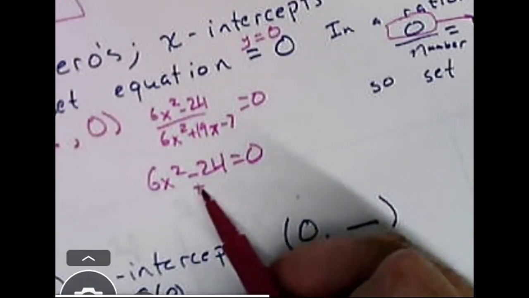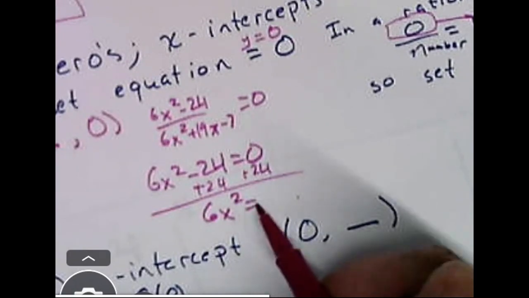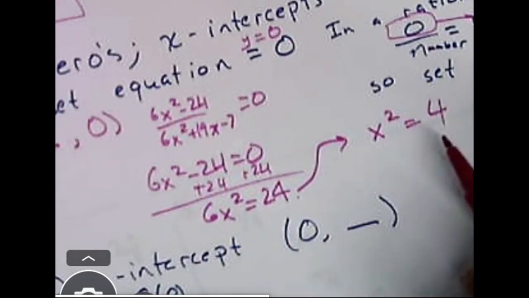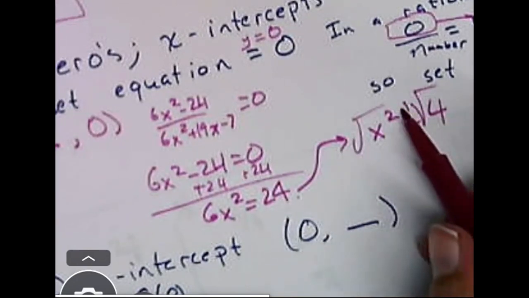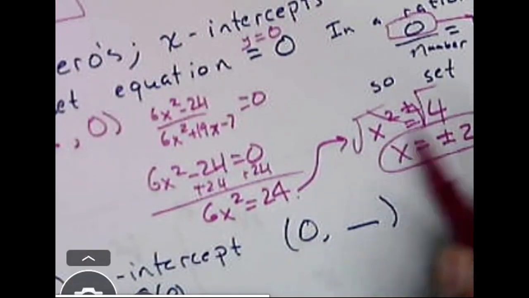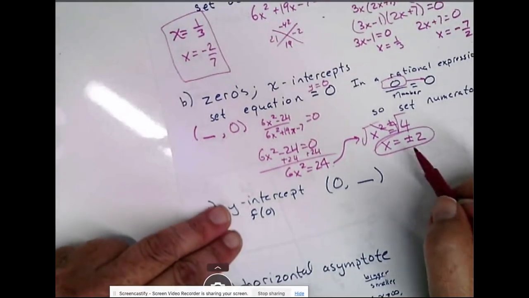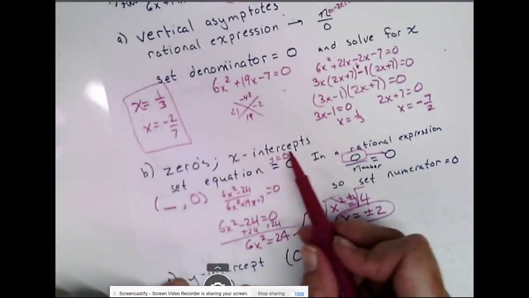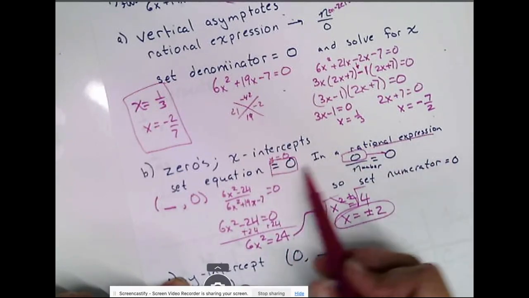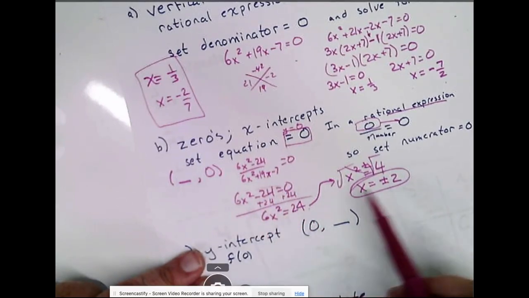A couple ways you can do this, but let's just add 24 to both sides. 6x squared equals 24. That means x squared equals 4. Square root both sides with your plus and minus. And x equals plus and minus 2. Okay, so memorize this. If you have to find zeros or x-intercepts, you set the whole equation equal to 0. If you're dealing with a rational expression that is a fraction, then it really means you're setting the numerator equal to 0.